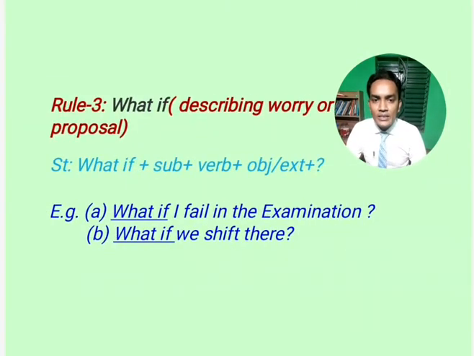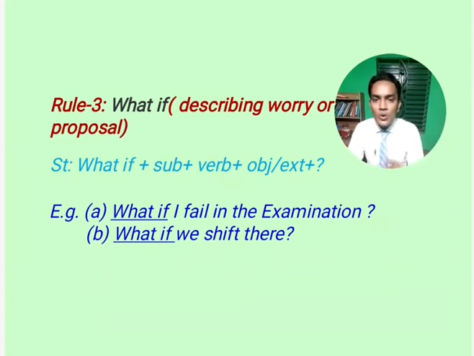Rule 3, describing theory. That means what if. The phrase is what if. And what can you understand by what if? Of course, it describes theory, proposal, and others. Structures are also known by the students. Okay. At first, you will write down what if plus subject plus verb plus object. And by this structure, you will be able to make a clear sentence.